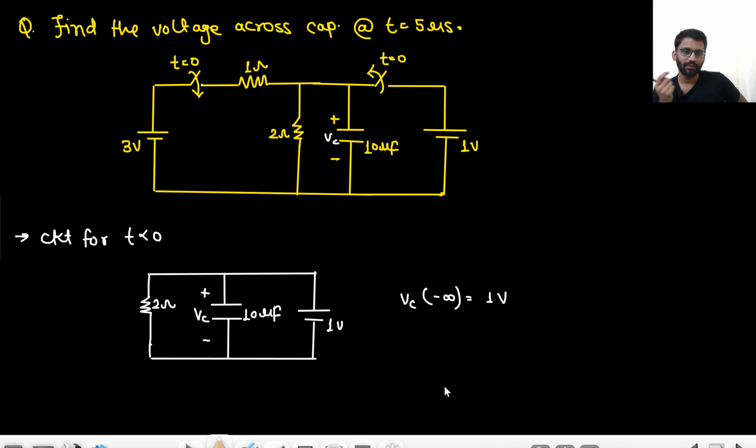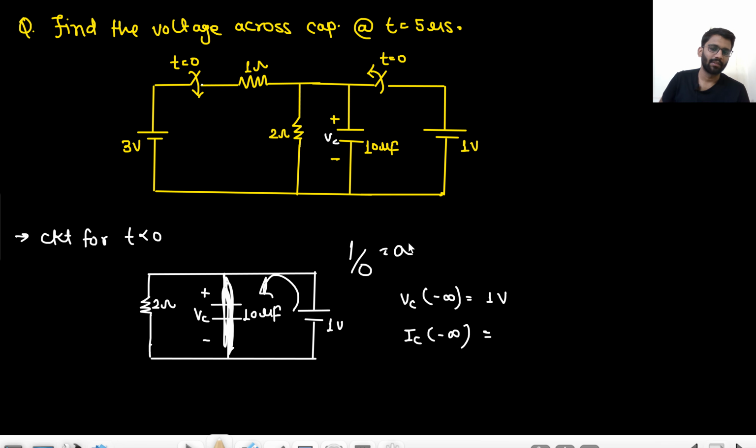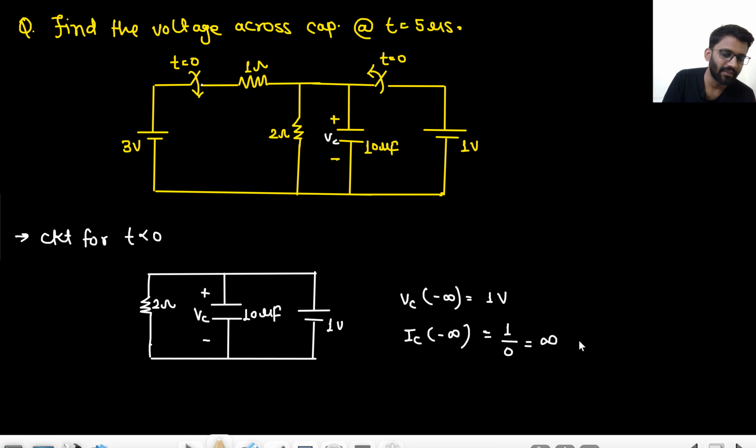0 seconds. Why so? Just see what is the current at t equals minus infinity. You can solve the question without this, but I am just talking about the concept. This will be completely short circuited, right? This 2 ohm will not come into action. The current will be 1 by 0, infinite. So if there is infinite current, that means the capacitor will change its voltage immediately. That is an impulse current.